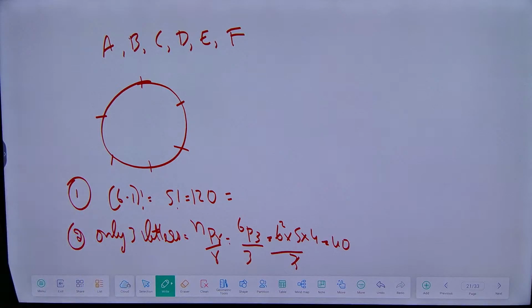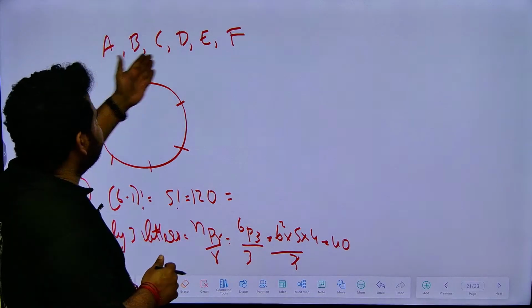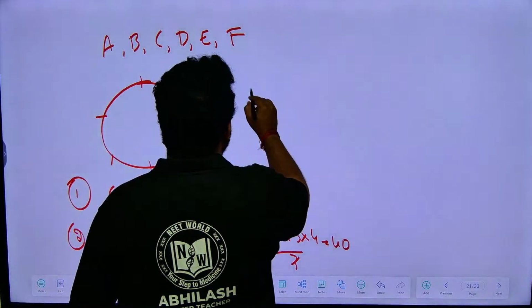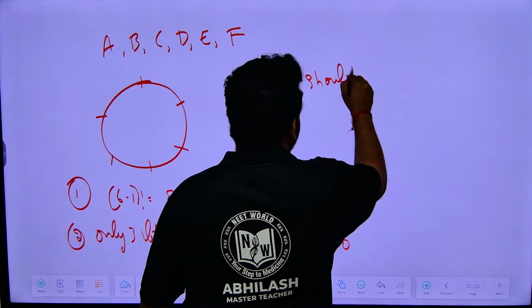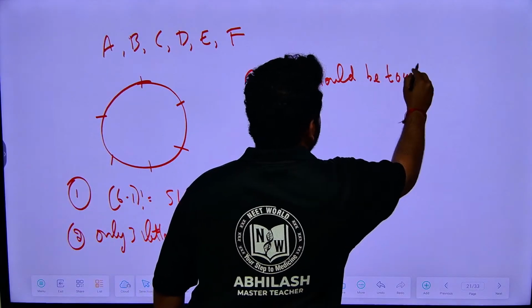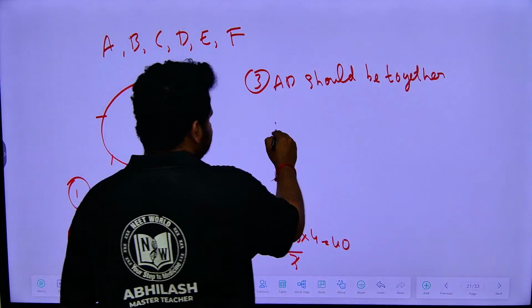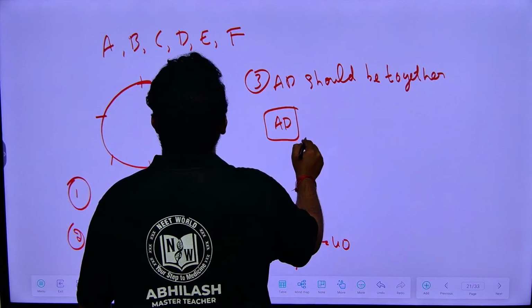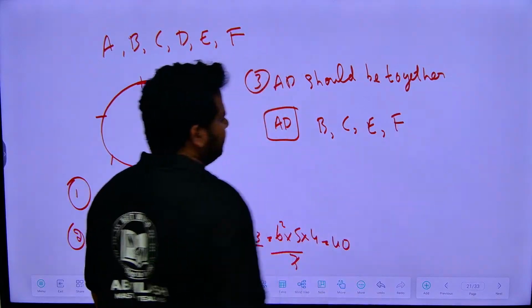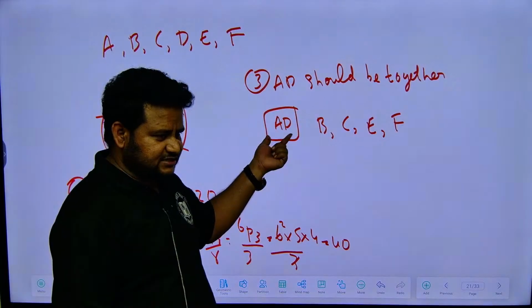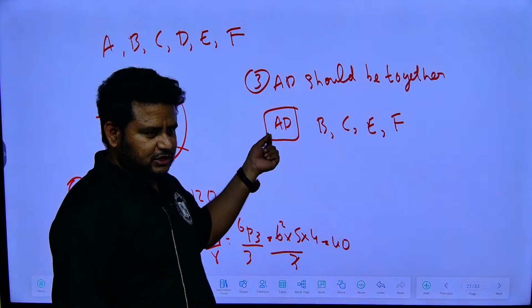Okay, now let us go to the next question based on circular only. I will say that A and D should be together in the circular arrangement. Third question: AD should be together. Write it like this: AD, put it in a block. Remaining are B, C, E, F. AD or DA within the block means 2 factorial.